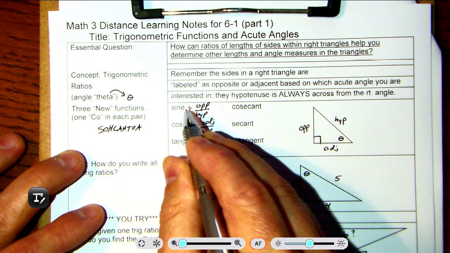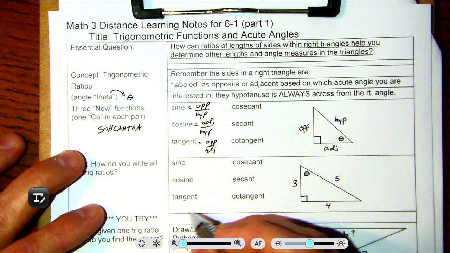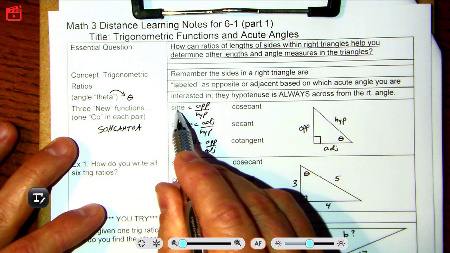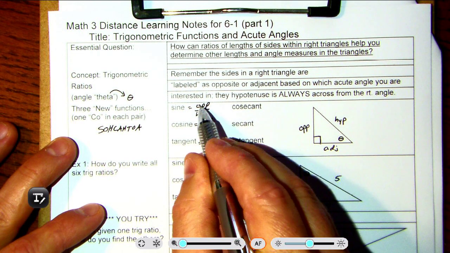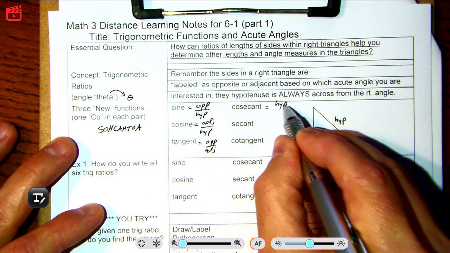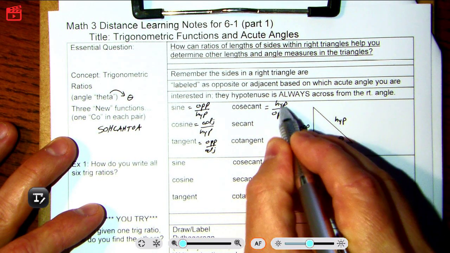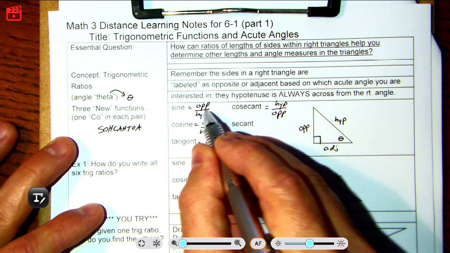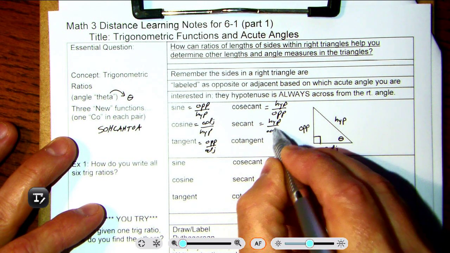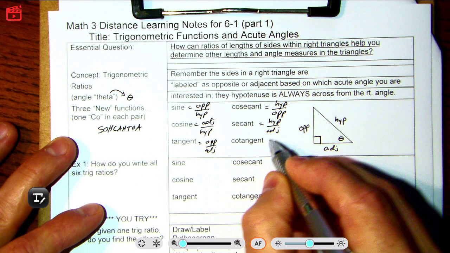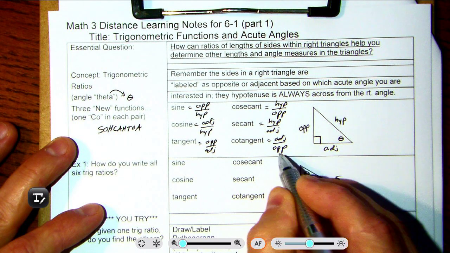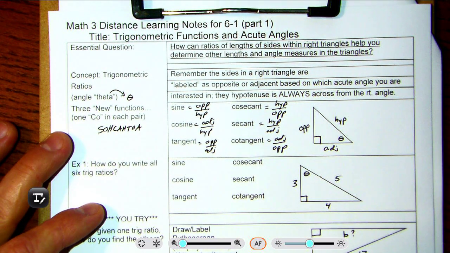Now I always like to write my notes like this because then these are reciprocal trig functions. The reciprocal of sine is cosecant, and it's just the reciprocal of this fraction. So cosecant is hypotenuse over opposite. You see how that's the reciprocal of that number? Secant is hypotenuse over adjacent, and cotangent is adjacent over opposite. Those are always reciprocals. So how do we put this into use on example 1 right here?